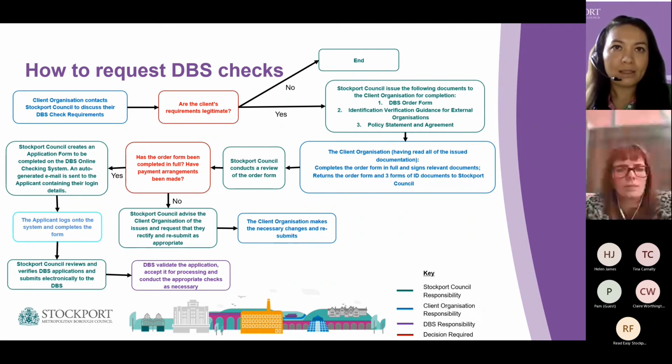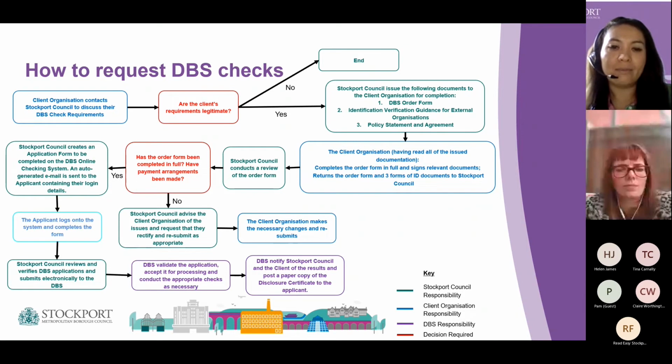Once it's processed, an email will be sent to the client, the person who's down as the person to receive the outcome of the check. They'll get an email to say this has been processed, this is a certificate number, this is the date of issue of the certificate. And alongside that, the applicant will also get a certificate in the post.